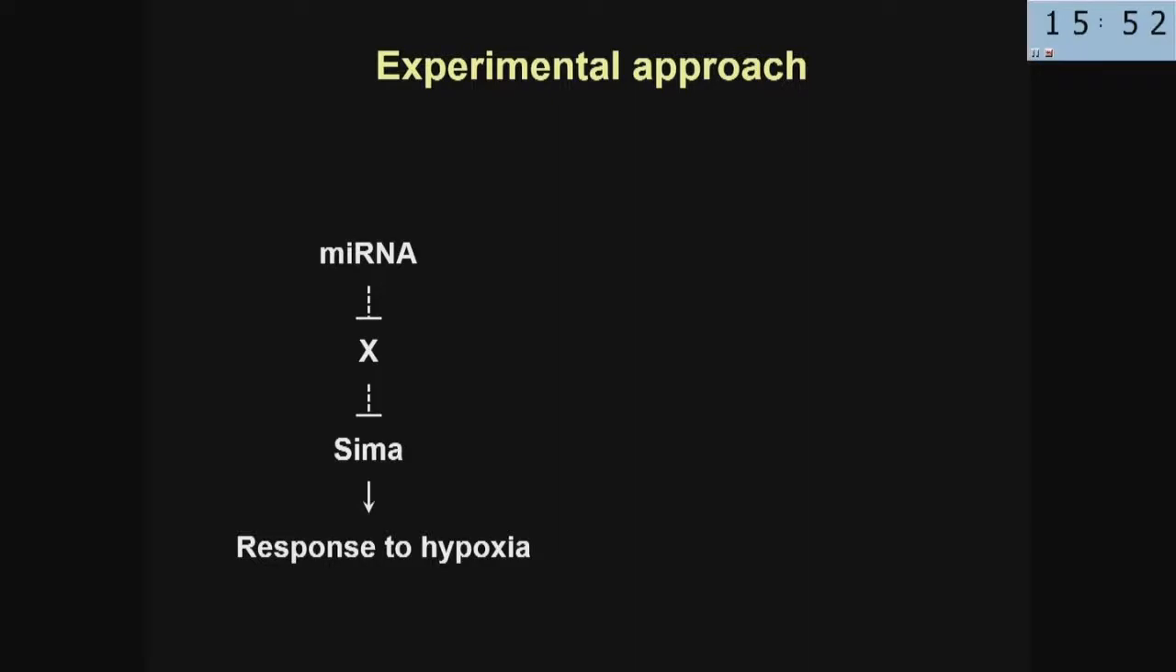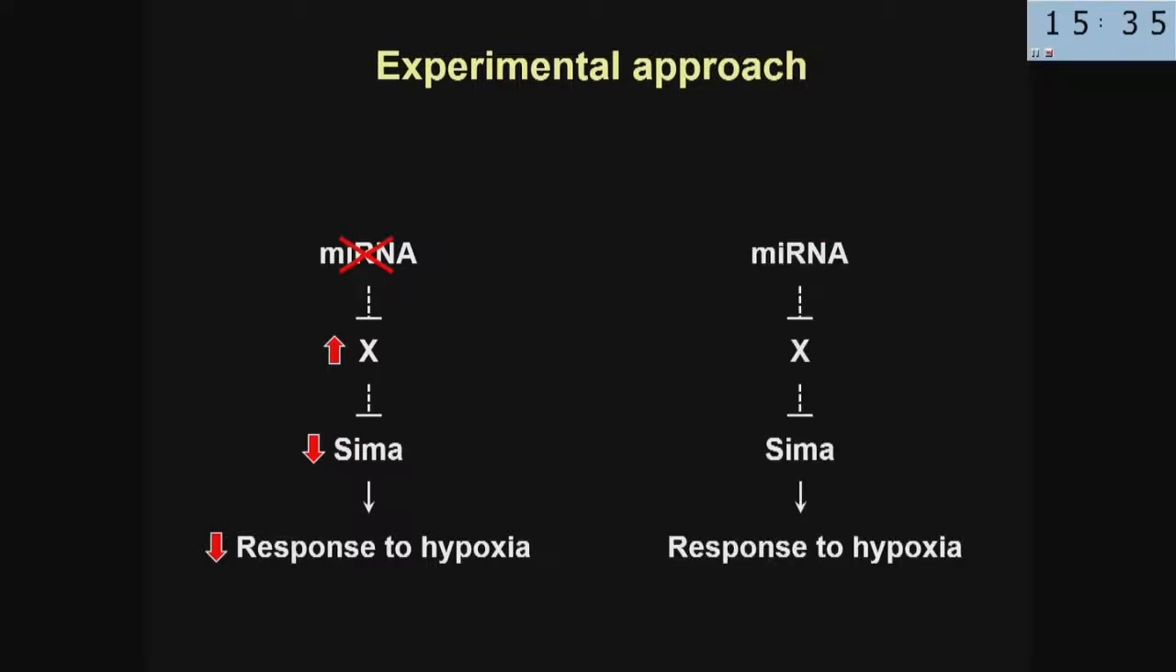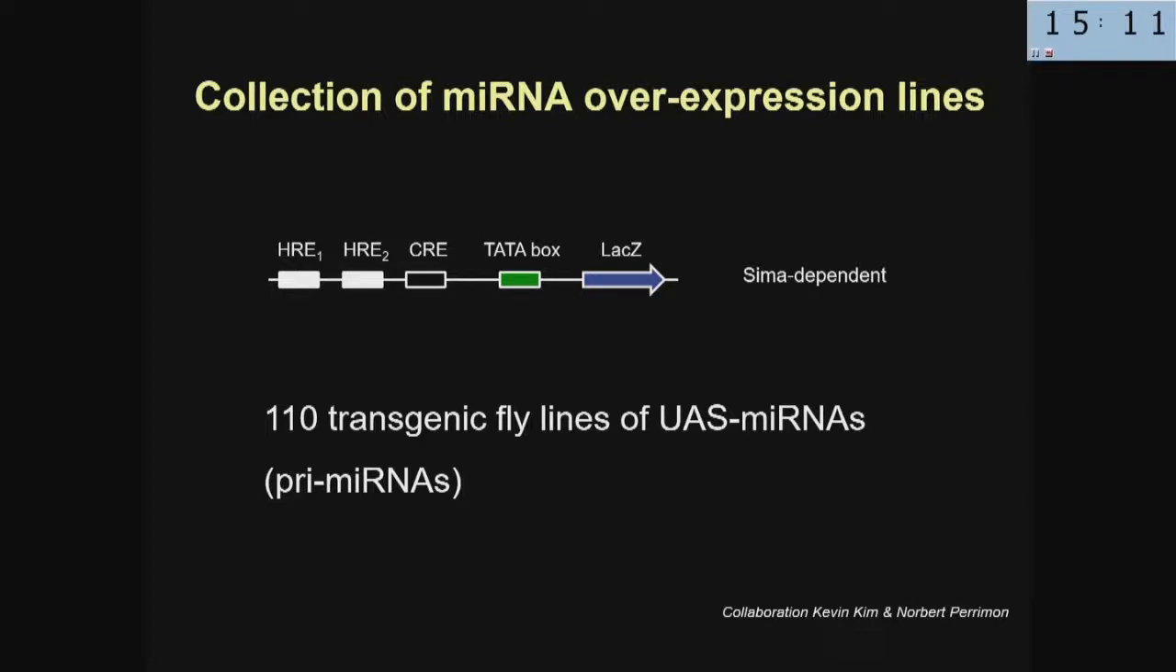The experimental approach was the following. If by blocking the microRNAs, the X protein was supposed to go up and Sima was supposed to be inhibited and the hypoxic response abrogated, then perhaps by increasing the amounts of this microRNA, the X protein would go down, Sima would go up, and the hypoxic response would be enhanced. So what we did is an overexpression screen of the microRNAs encoded in the Drosophila genome, and we did that in vivo, in transgenic lines.